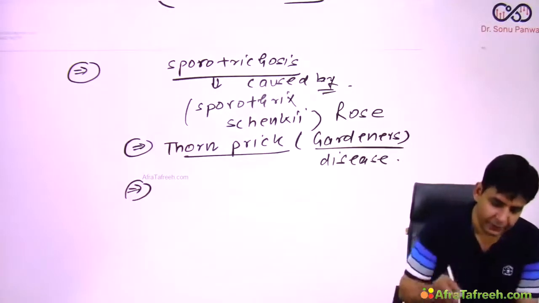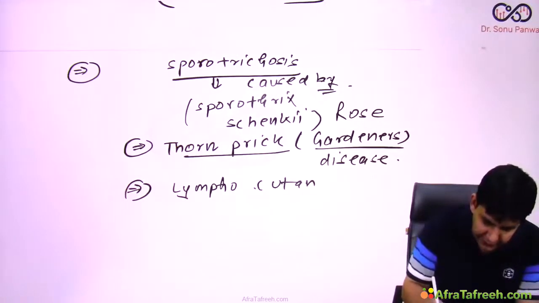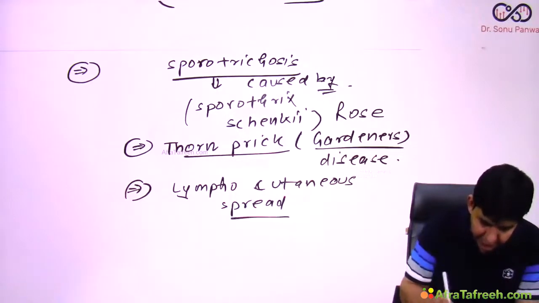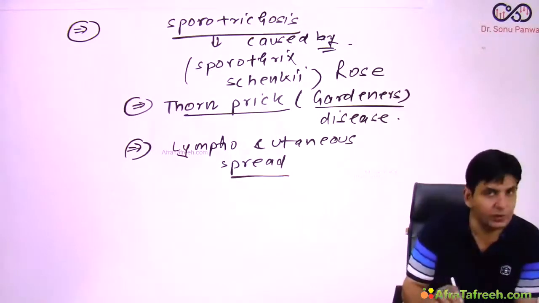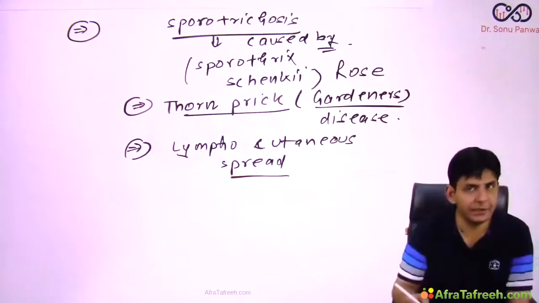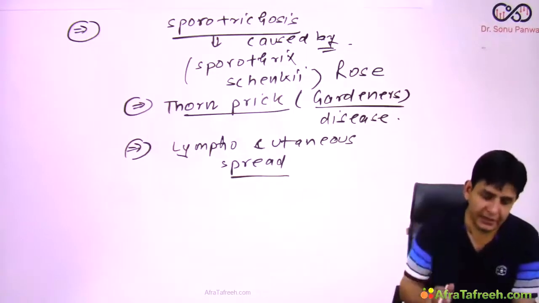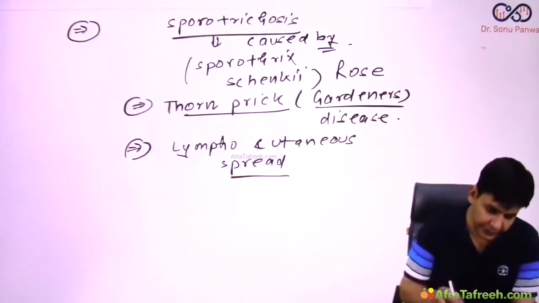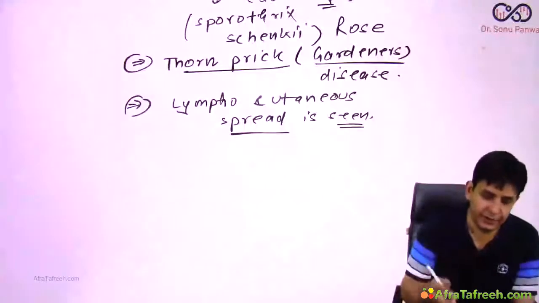Now, the most common variety and the most important one is lymphocutaneous spread. Okay, so the lymphocutaneous type is the most commonly seen. From the cutaneous it goes into lymphatics, and thereby it becomes subcutaneous later, and then it can go to lymphatics and all, and later on it can become deep also. So lymphocutaneous spread is seen in sporotrichosis. This you need to observe.